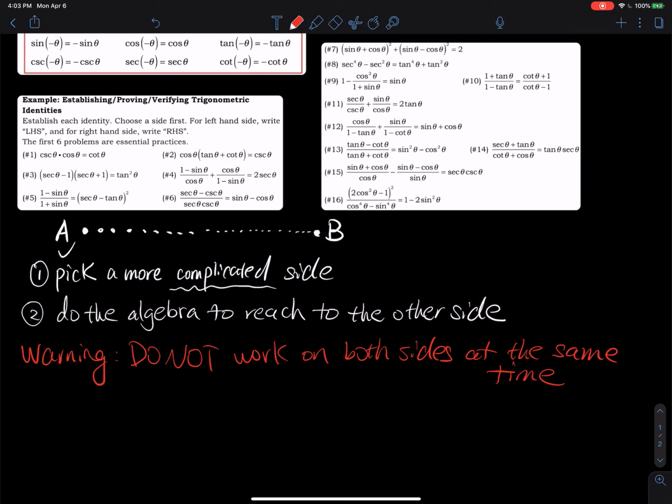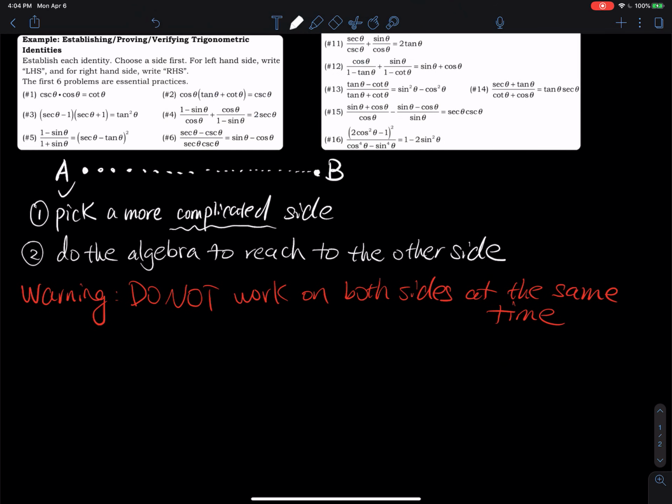All right, so let's start with the first one. The first problems, 1 to 6, are the basics, and then problems 7 to 16 are more complicated. So let's start with number 1. We have cosecant theta times cosine theta equals cotangent theta. We have a left hand side and a right hand side. Which side is more complicated? Of course the left, because on the left we have a multiplication. So I am going to pick the left hand side, which equals cosecant theta times cosine theta.